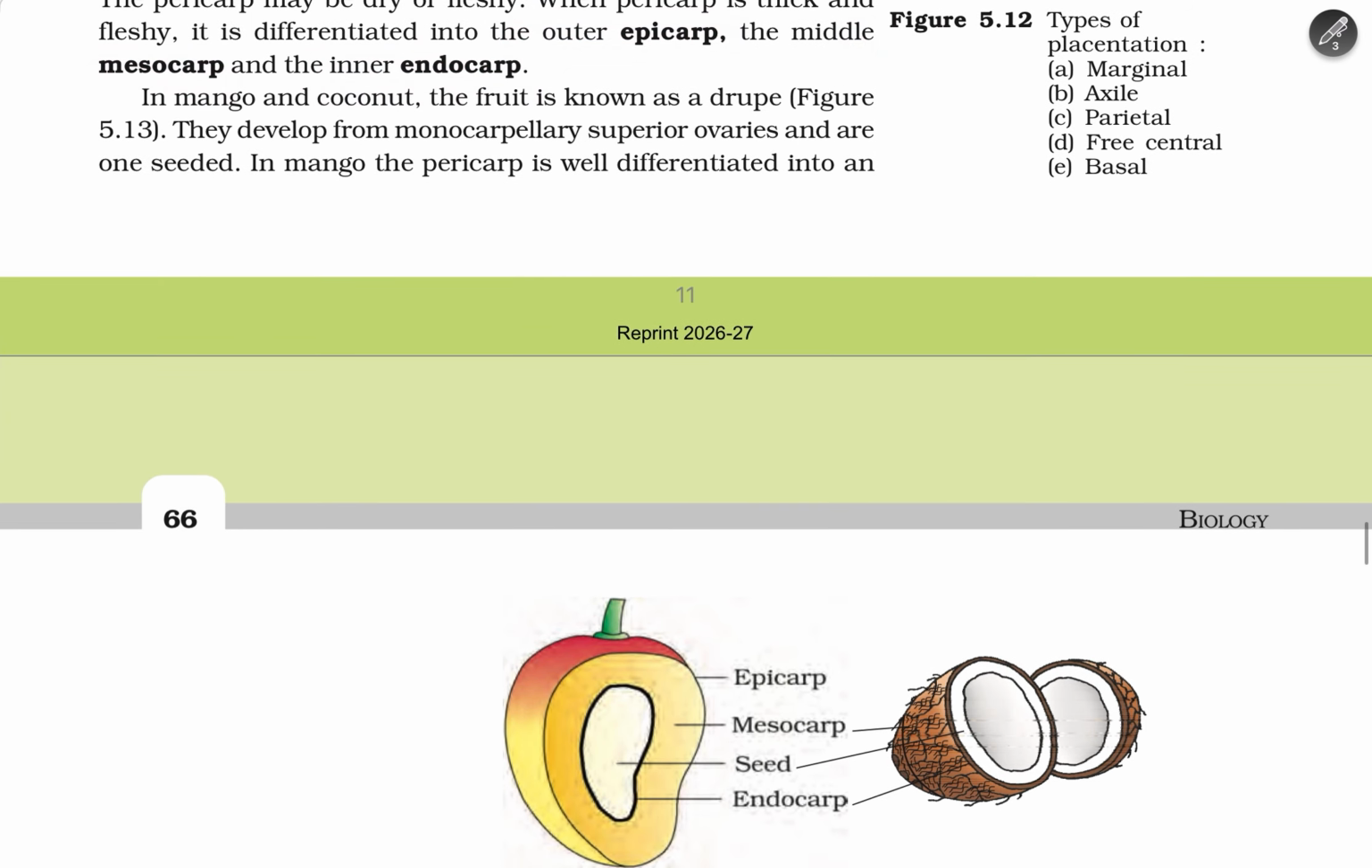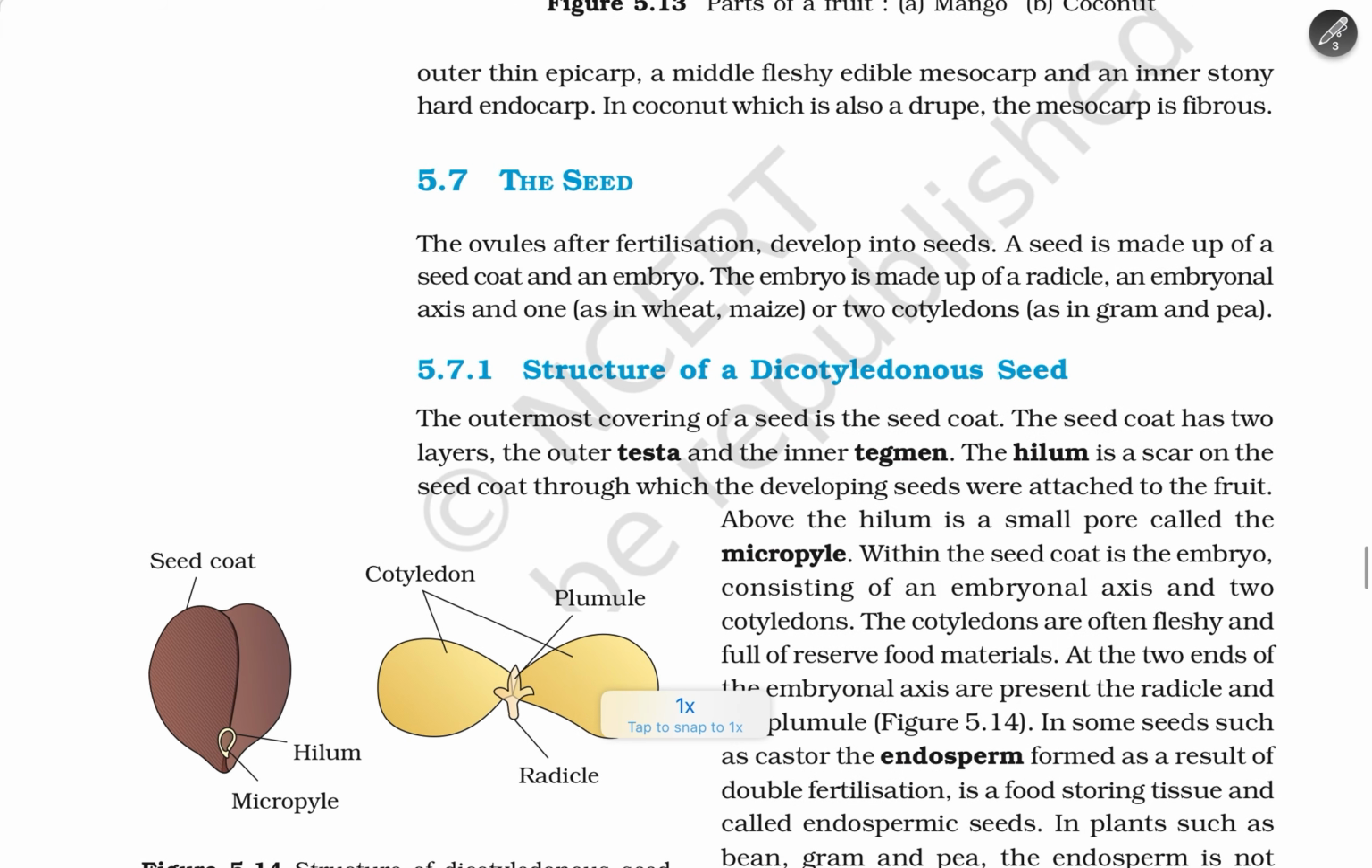In mango, the fruit is said to be a drupe. It develops from a monocarpellary superior ovary and is one-seeded. In mango, the pericarp is well differentiated into an outer thin epicarp, a middle fleshy edible mesocarp, and an inner stony hard endocarp. Coconut is also a drupe, and its mesocarp is fibrous.